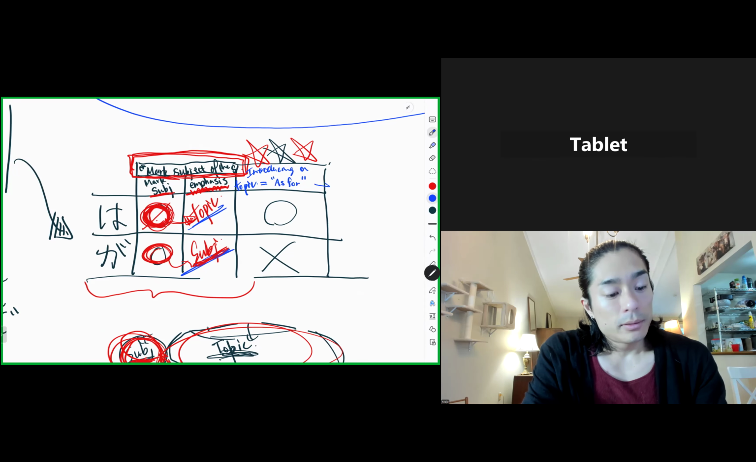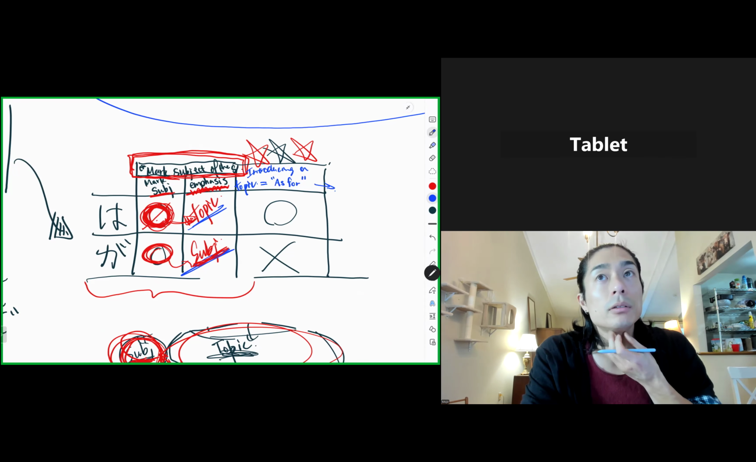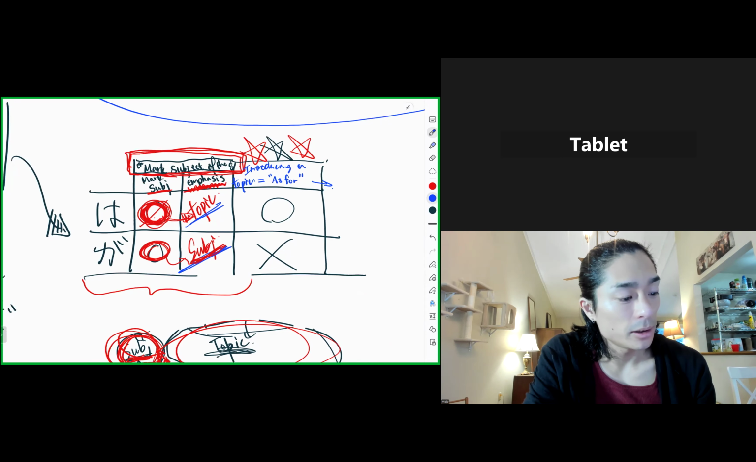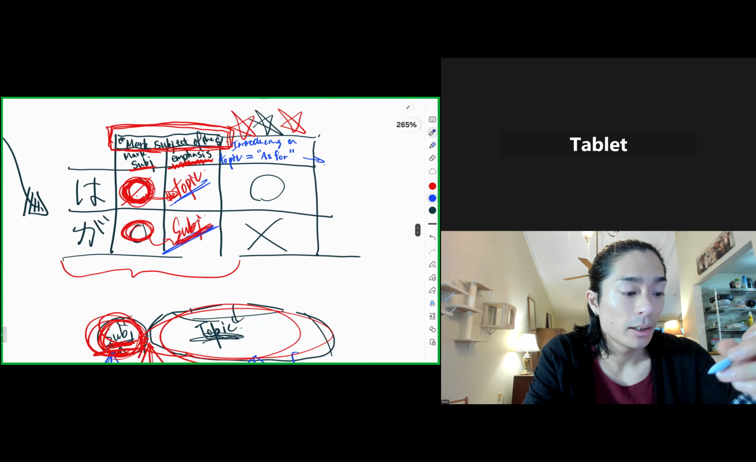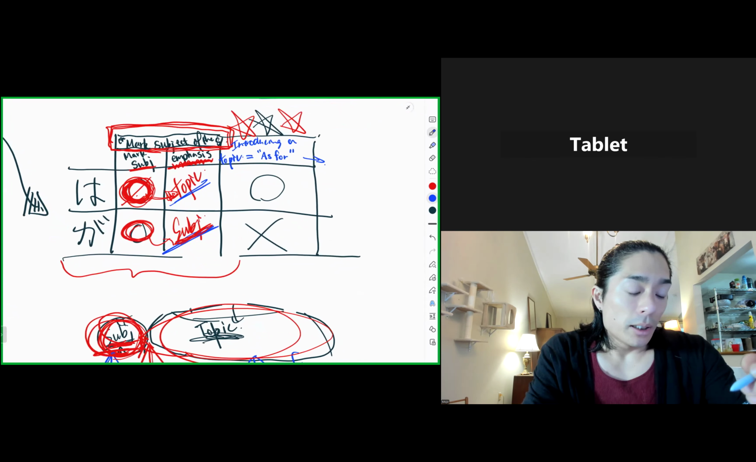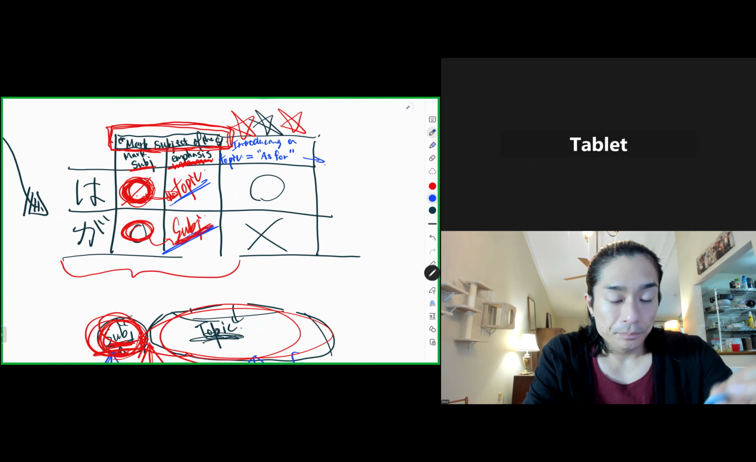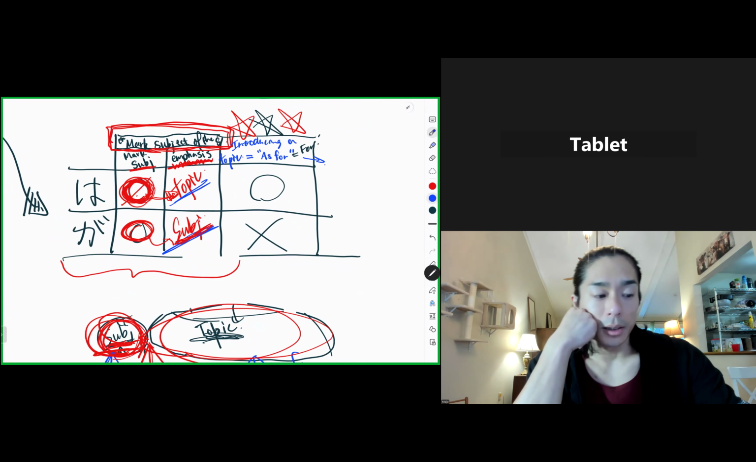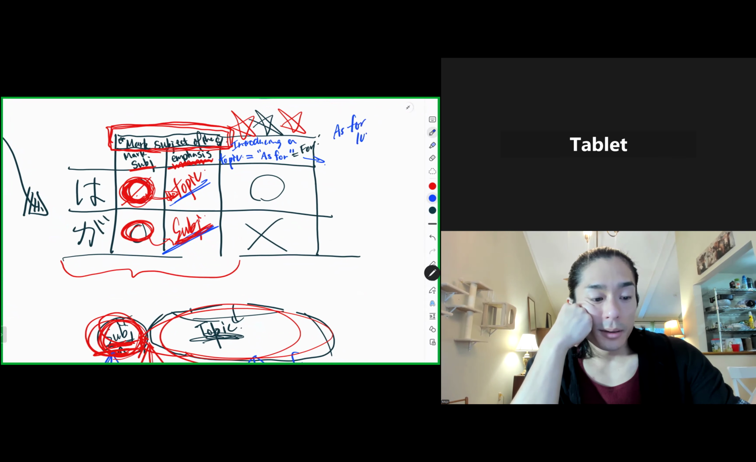For example, as for sounds formal and we don't use it too much in casual speech and in casual settings in English. But let me show some examples. It can be like as for or for. For example, it can be like, as for lunch, I like to eat ramen.